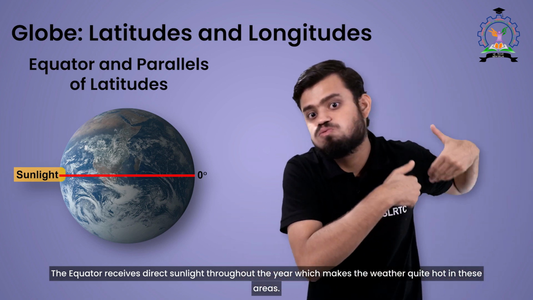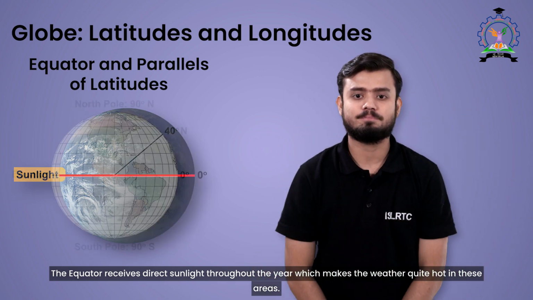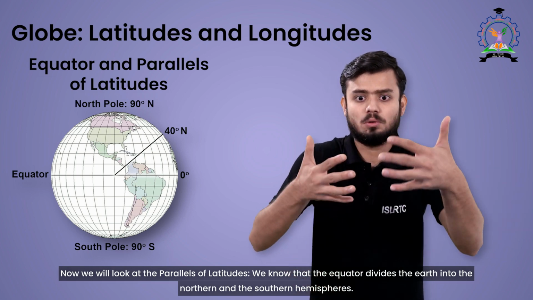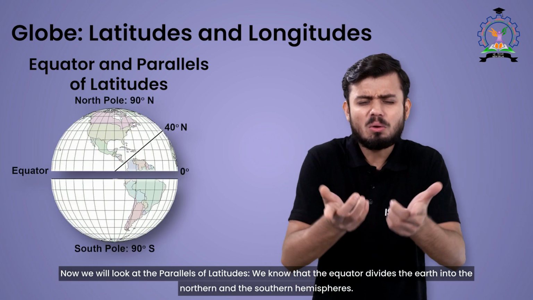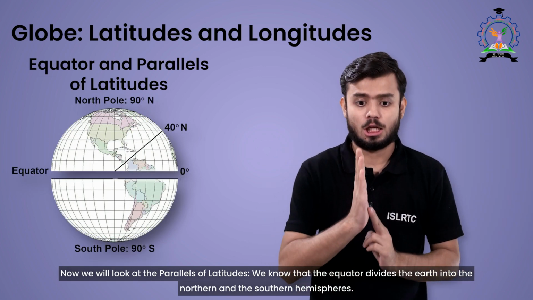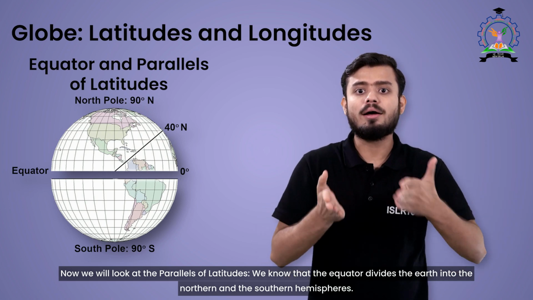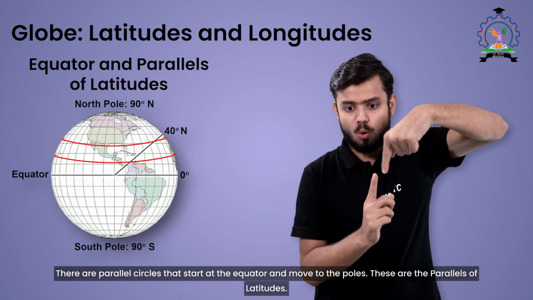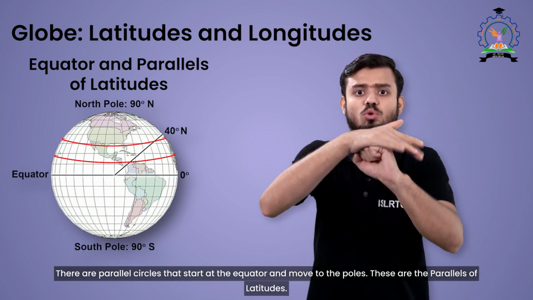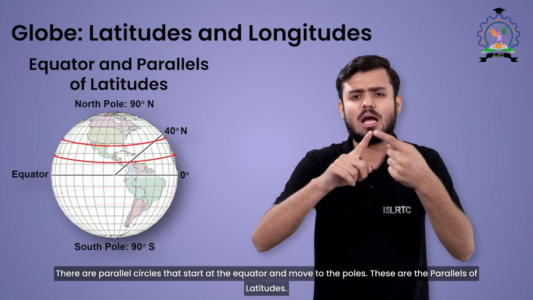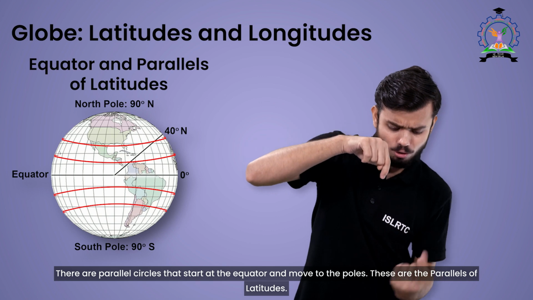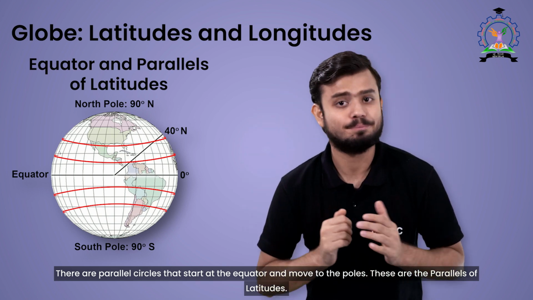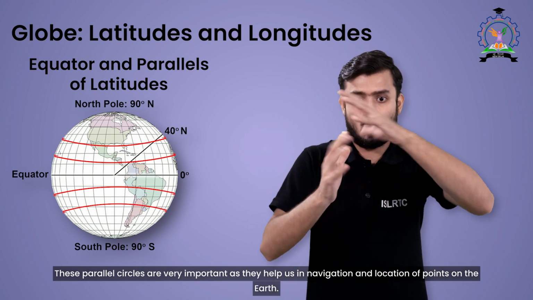Now we will look at the parallels of latitudes. We know that the equator divides the Earth into the northern and the southern hemispheres. There are parallel circles that start at the equator and move to the poles. These are the parallels of latitudes. These parallel circles are very important as they help us in navigation and location of points on the Earth.